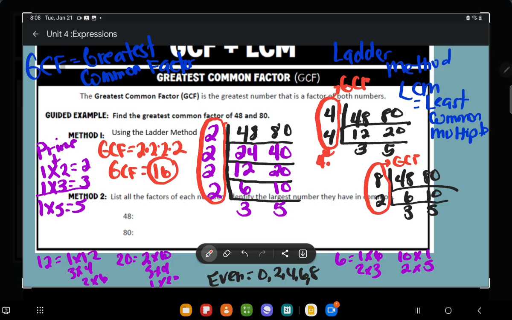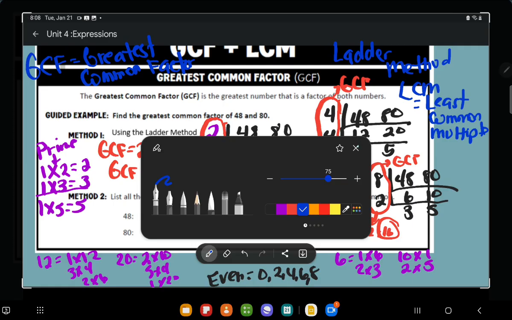So 4 times 4 here would be 16. 8 times 2 here would be 16. So technically, we still got the same answer, right? We just used different factors to start off with. So to find the greatest common factor, you will multiply the numbers on the side of the ladder, okay? If it's only one number, that one number would be the greatest common factor. If there are multiple numbers on the side of the ladder, you will multiply them together to get the greatest common factor.